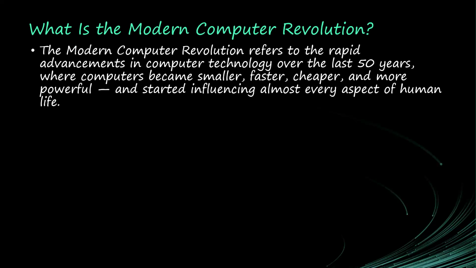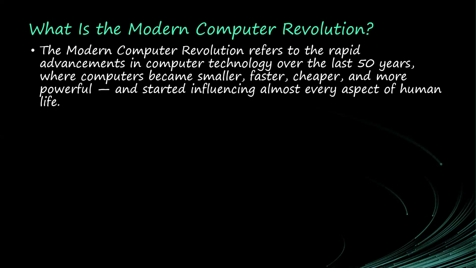So what is the modern computer revolution? What does it entail? The modern computer revolution refers to the rapid advancement, the rapid growth and improvement, in computer technology. After World War II, a lot of people started doing research on computer technology, and because of the research, the revolution grew very fast. We are looking at the rapid advancement in computer technology over the last 50 years.